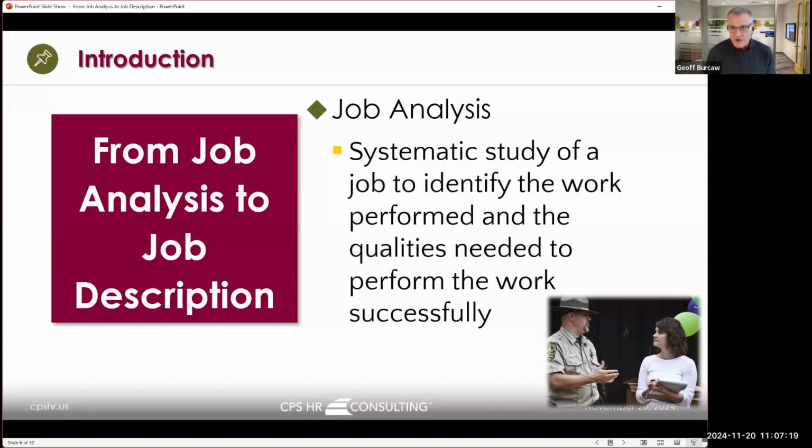And we usually think of that in terms of tasks. We break down a job into a whole bunch of different tasks that are performed on the job. And then the qualities that are needed to perform that work successfully. We generally think of that in terms of KSAs: knowledge, skills, and abilities. Could be some other things too, but at a minimum, knowledge, skills, and abilities. We define what is important for performing the job, when people need to have those knowledge, skills, and abilities, whether it's upon hire or if they're learned later on the job and that sort of thing.